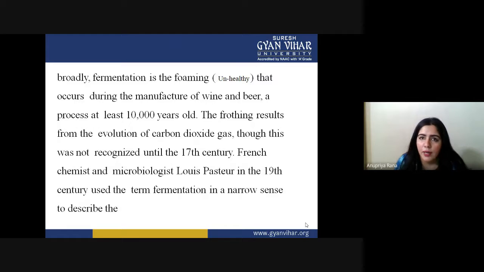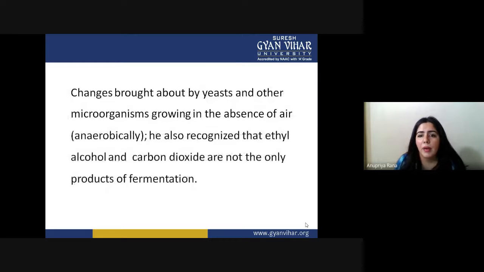The French chemist and microbiologist Louis Pasteur, in the 19th century, used the term fermentation in a narrow sense to describe the change brought about by yeast and other microorganisms growing in the absence of air, anaerobically. After the 17th century, when Leeuwenhoek and others described microorganisms, Louis Pasteur was a legend in microbiology, in medical microbiology and vaccination. He was a very important man in the history of science, who made a lot of discoveries that let us see things with proof. He was the father of many major modern techniques today.